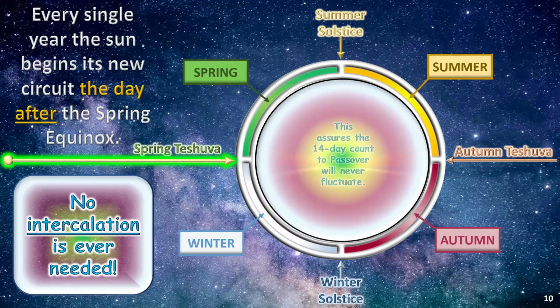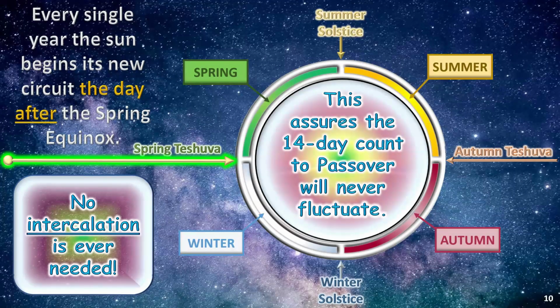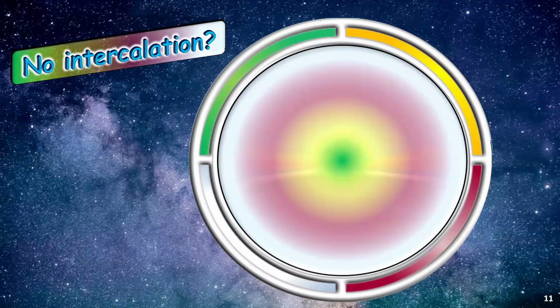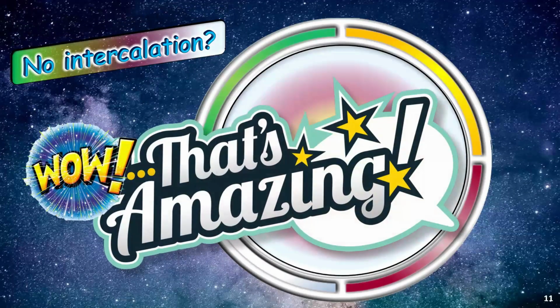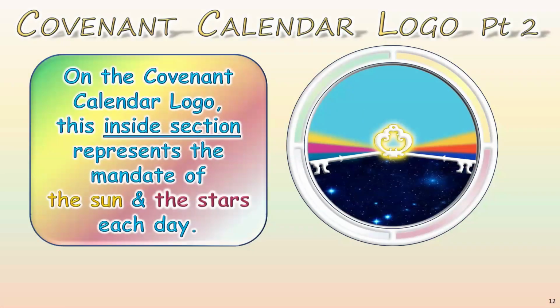It's perfect every single year. And that assures that the 14-day count to Passover will never fluctuate. It's always exactly where it needs to be. No intercalation, you might ask? No intercalation. And we have to say, wow, that's amazing, because every other calendar that we have seen that wants to be a true calendar has intercalation somewhere in their calendar to keep things straight.